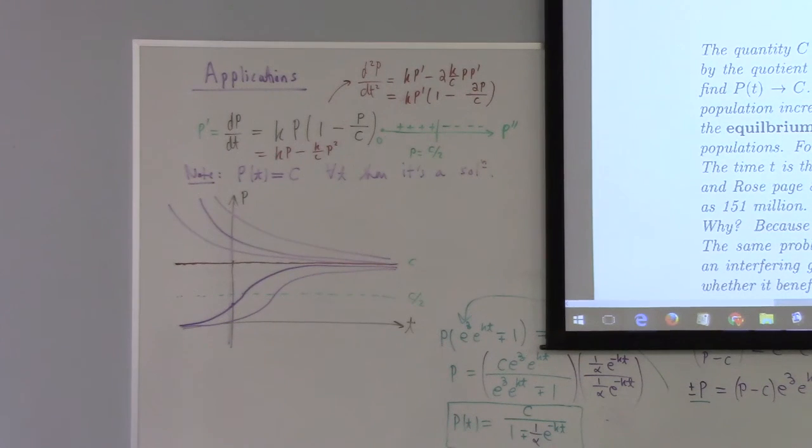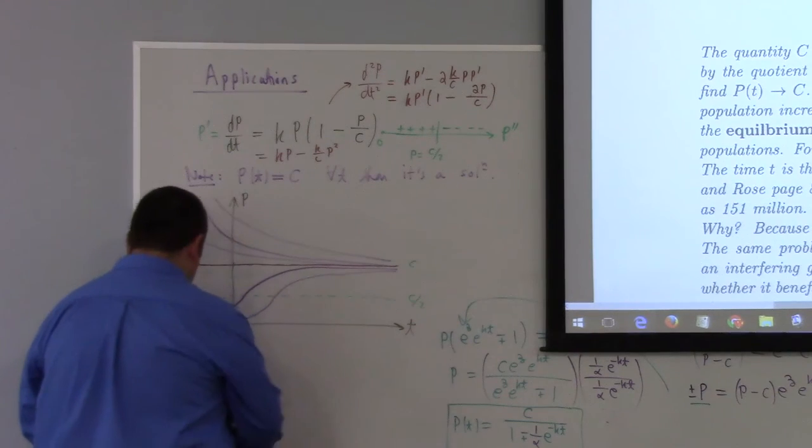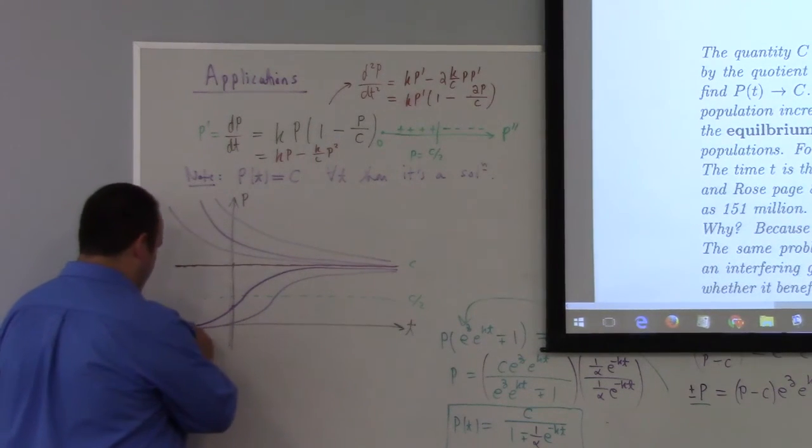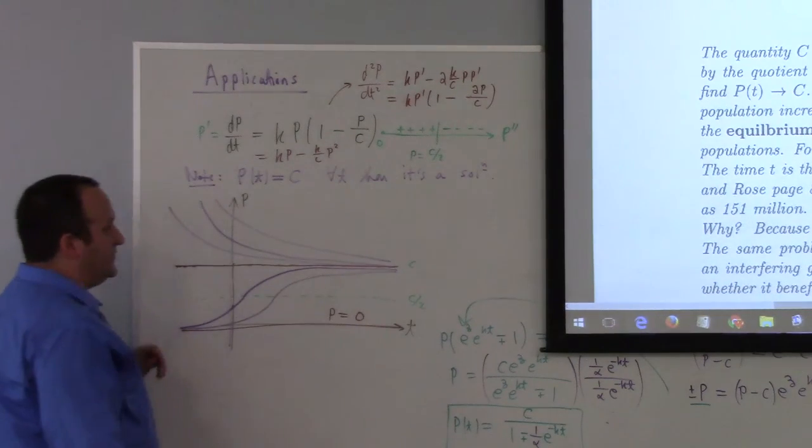Can you talk about what happens when population equals 0 in our equation? I know what happened in real life, but does our equation reflect that? That's a good point. P equals 0 is another equilibrium solution I have neglected. That's true. There are two equilibrium solutions.